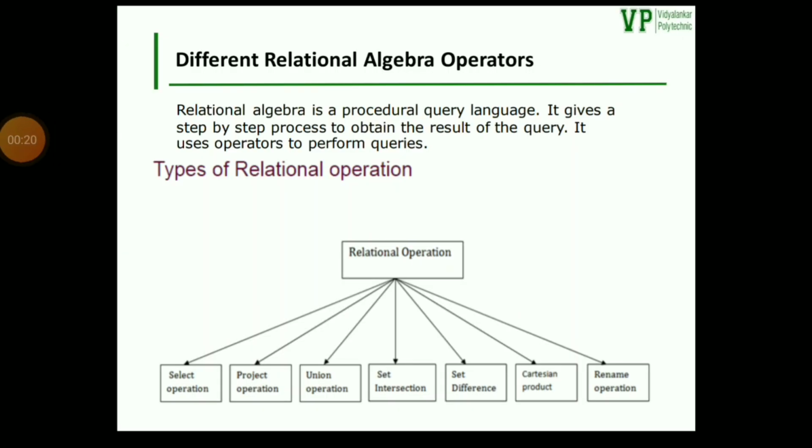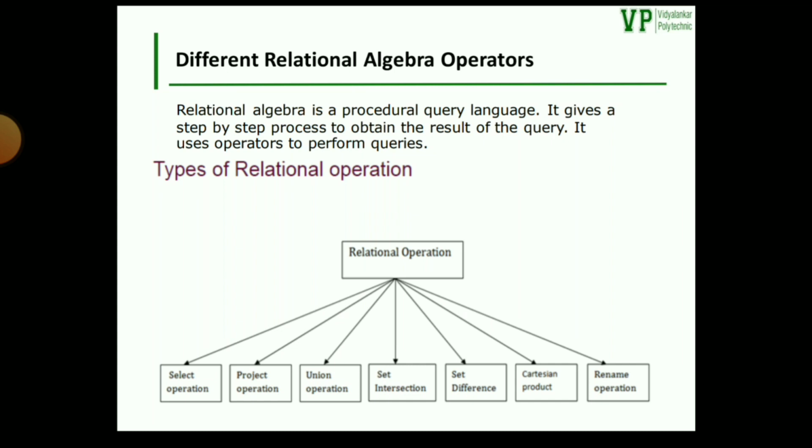1.4 Different relational algebra operators. This is the last topic of the first chapter. So relational algebra is a procedural query language. It gives a step-by-step process to obtain the result of the query. It uses operators to perform queries. Okay? There are many types of relational operation.